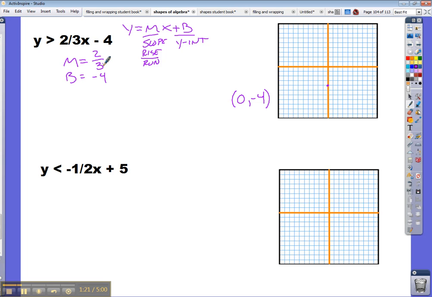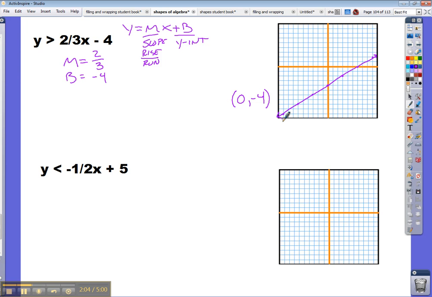Now our slope is 2/3, so that's rise over run. Our rise is 2, and our run is 3. That means we're going to go up 2 and to the right 3. Up 2, to the right 3. And I can work backwards too. Obviously I could also use a ruler once I have a sufficient number of points, but that will work just fine. So now I've graphed my line.